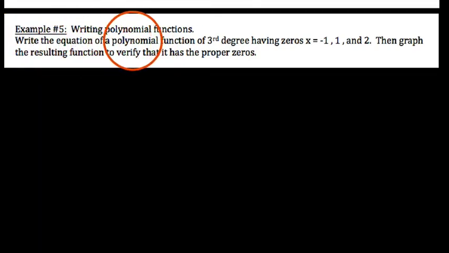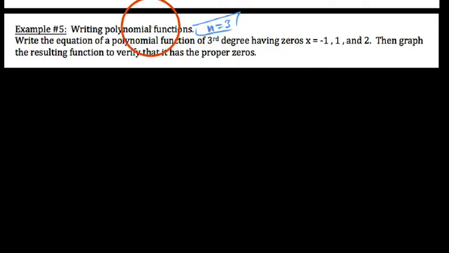It says write the equation of a polynomial function of third degree. So we want a third degree function. n usually represents our degree, so I'm going to write n as 3 here. But we say having zeros x equals -1, +1, and 2, and then graph the resulting function to verify that it has the proper zeros.